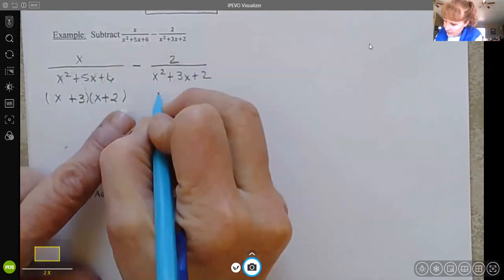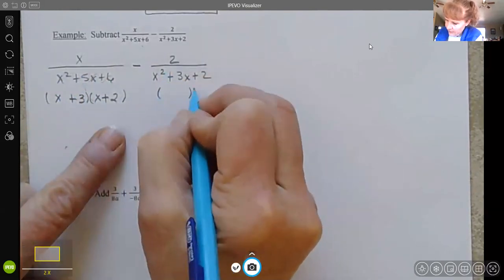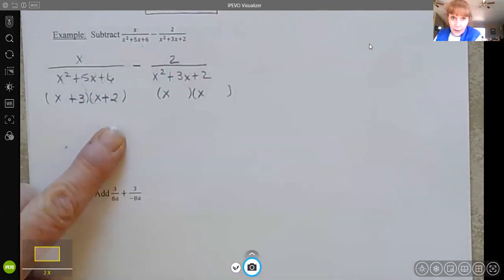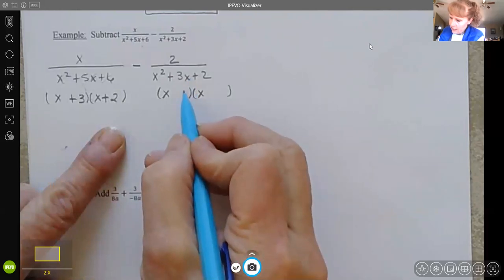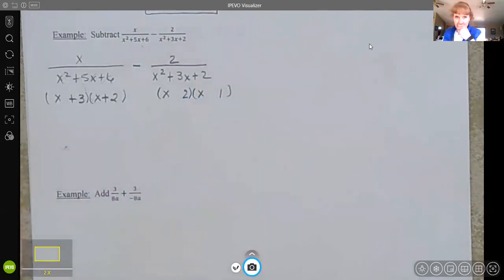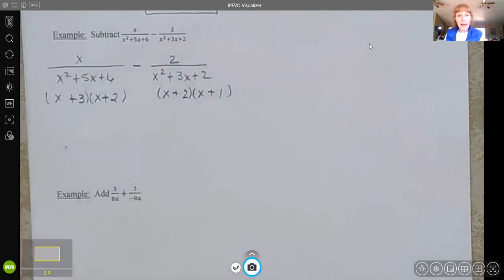And now let's factor this x squared plus 3x plus 2. That's not too bad. So x times x gives you x squared. Let's see, we've got 2 times 1, which gives you 2. And we want plus and plus because that gives us our 3x, 2x and 1x with the FOIL. So let's go ahead and find our least common denominator.